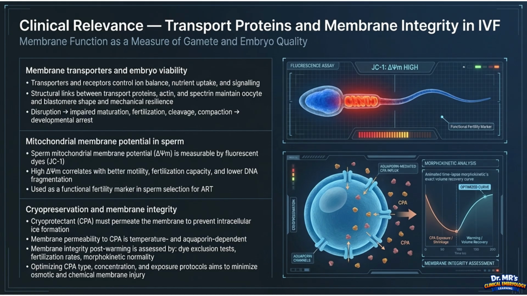When this system is disrupted, whether by oxidative damage, osmotic injury, or inappropriate culture conditions, the consequences extend beyond just transport. The shape of the oocyte and blastomere, the positioning of organelles, and the mechanical resilience during manipulation all depend on membrane structural integrity. A membrane that has lost its structural coherence will show downstream failure in maturation, fertilization, cleavage, compaction, and potentially blastocyst expansion. Viewing membrane integrity as a multidimensional quality parameter, not just a structural feature, but a functional prerequisite for every downstream developmental event, is the right conceptual frame.